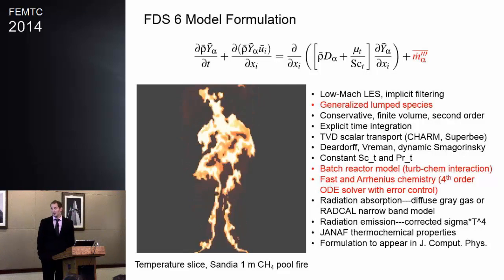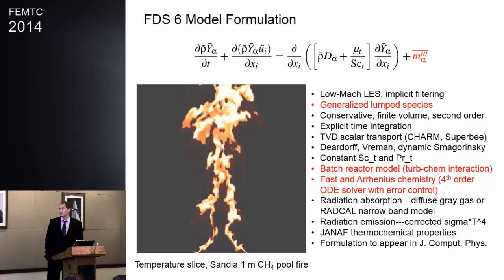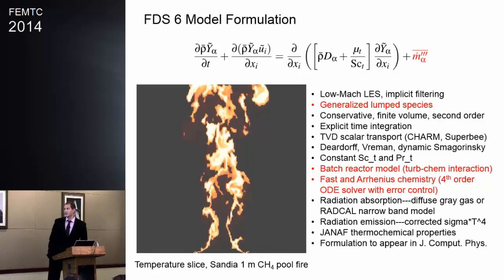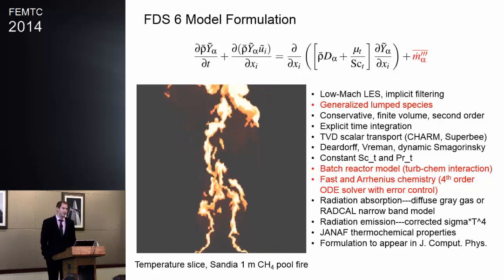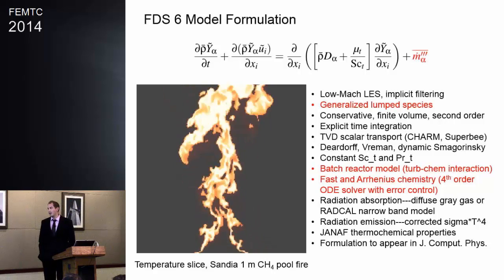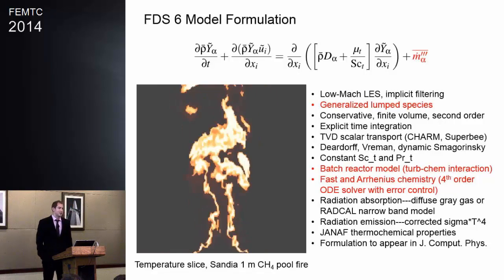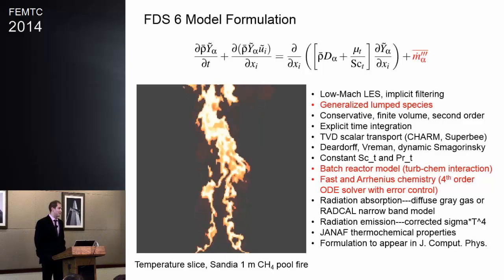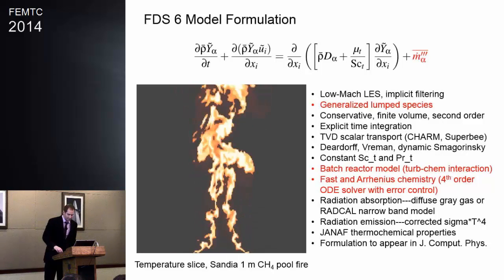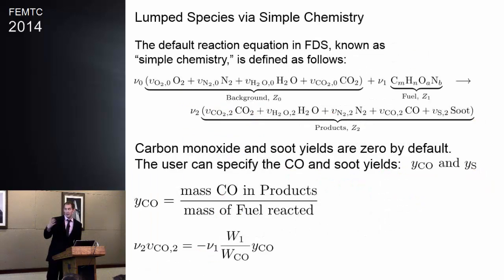So I'm going to talk about three different things. The first is the generalized lump species, and then the next two are the batch reactor model, which is how we're handling the combustion, and then the fast and Arrhenius chemistry. Those are our two different rate laws when dealing with the types of reactions that you would typically find in an FDS simulation. First is our lump species via simple chemistry.